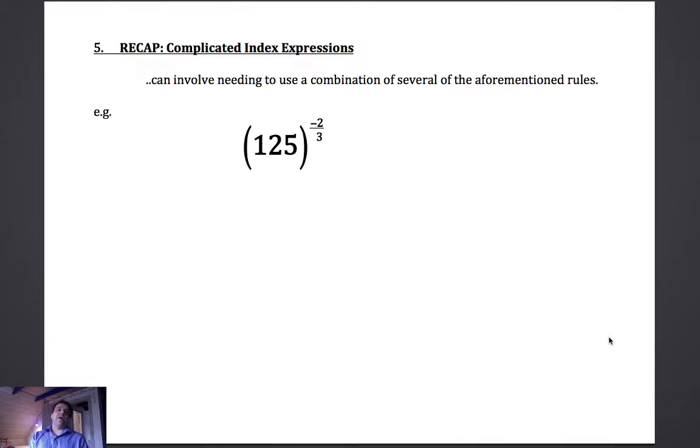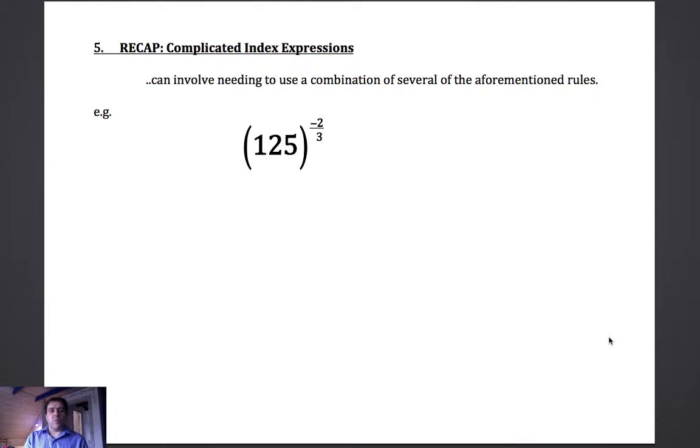So here's chapter 5 of MYP5 Unit 1. We've been revising the rules of powers or indices, and we're looking now at how to combine all those rules in order to evaluate complicated index expressions.